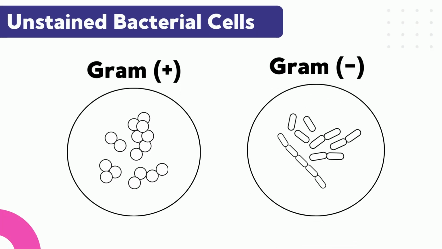Before we begin the staining process, here's what bacteria cells look like under the microscope when they're unstained. Whether they're gram-positive or gram-negative, at this point the cells really have no color. They just appear as clear shapes against the background. You can see their basic forms, but it's almost impossible to tell them apart. That's why the gram stain is so important. It helps us highlight the differences between these types of bacteria.